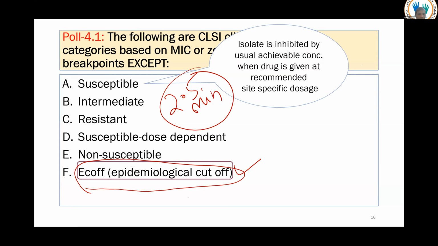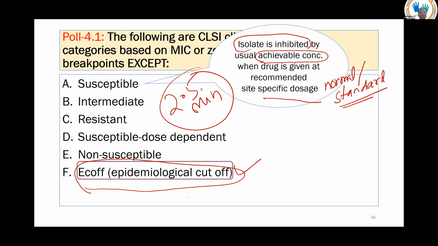So those we will discuss now. Susceptible means the isolate is inhibited by the usual achievable concentration when the drug is given at the recommended site-specific normal or standard dose. I repeat, when you give the normal or standard dose of antibiotic, it will reach an achievable concentration in the body which is expected to inhibit the isolate. This is the definition of susceptible.